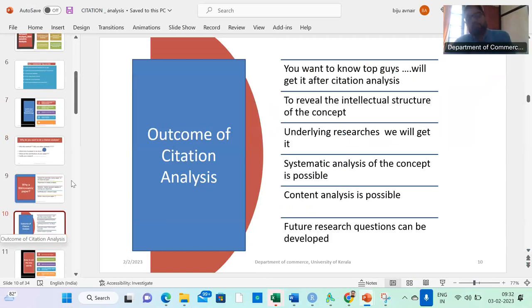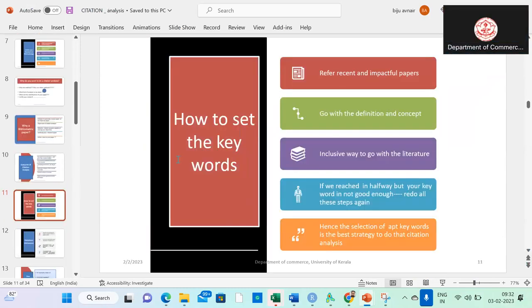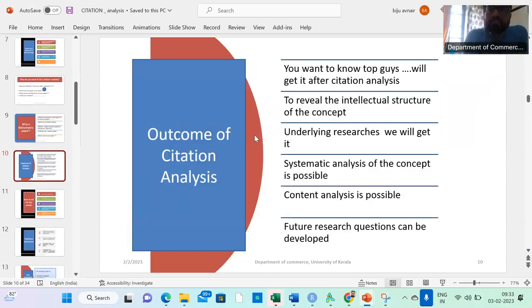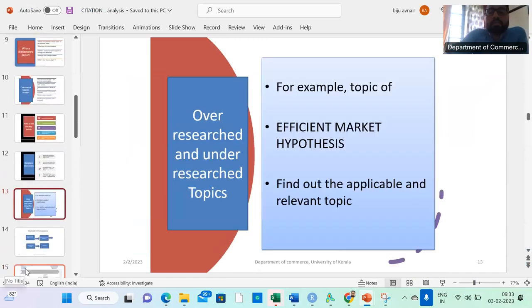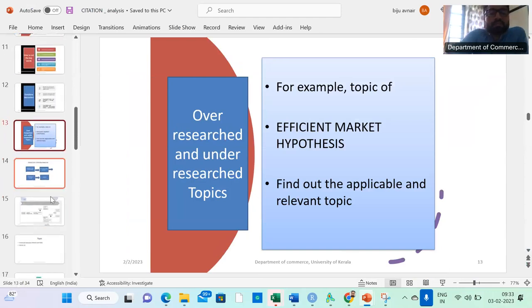These are the outcomes; there are different items. After citation analysis you get the top papers, which reveal the intellectual structure of the concept and the underlying researchers. Systematic analysis of the concept is possible, content analysis is possible, and future research questions can be developed. All these things are part of the bibliometric analysis.